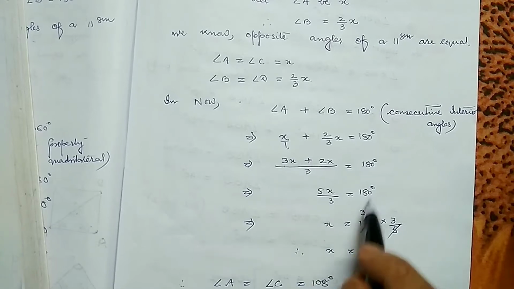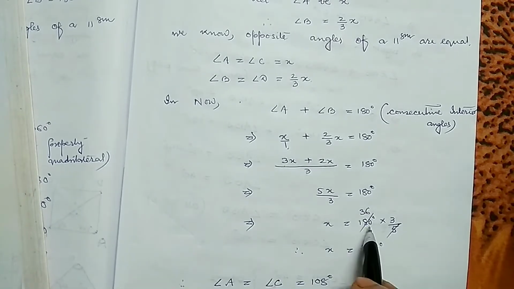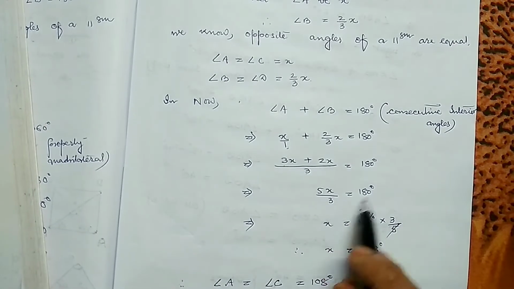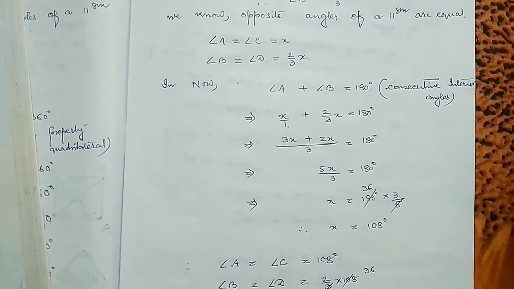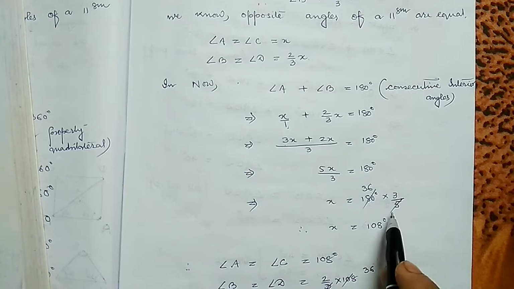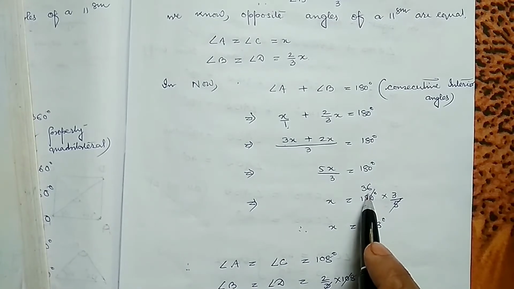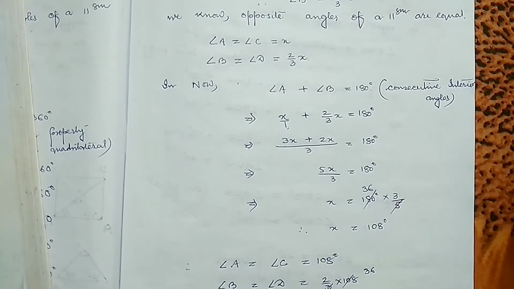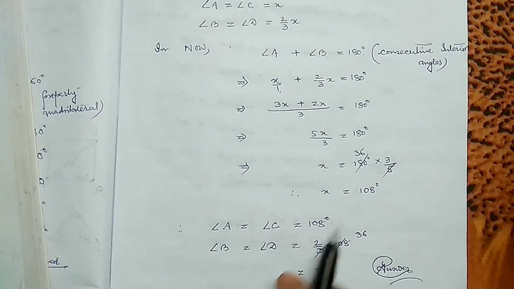So 5x by 3 is 180. x will be 180 into 3 by 5. If I cross multiply, 3 will be in the numerator and 5 will be in the denominator. Now 180 divided by 5 will give you 36. 36 into 3, 108. Therefore, x is 108.